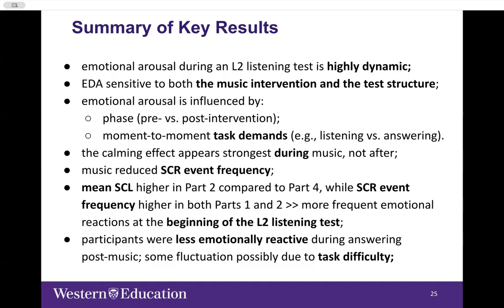At the same time, participants showed more frequent emotional reactions during the earlier parts of the test, especially parts 1 and 2. Interestingly, participants became less emotionally reactive during the answering period after the music intervention, although some fluctuations remained, possibly due to task difficulty.